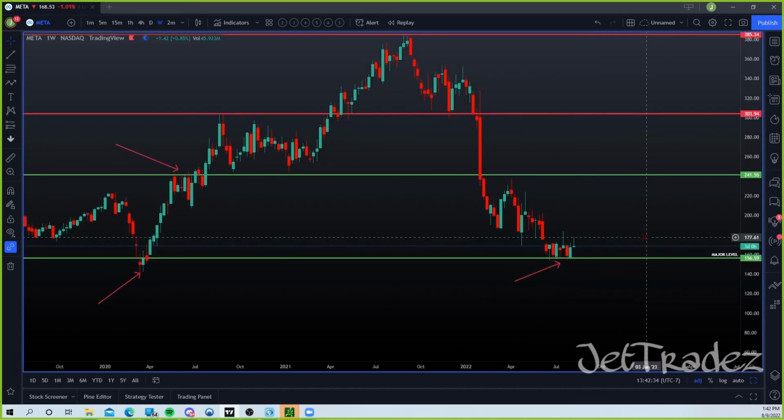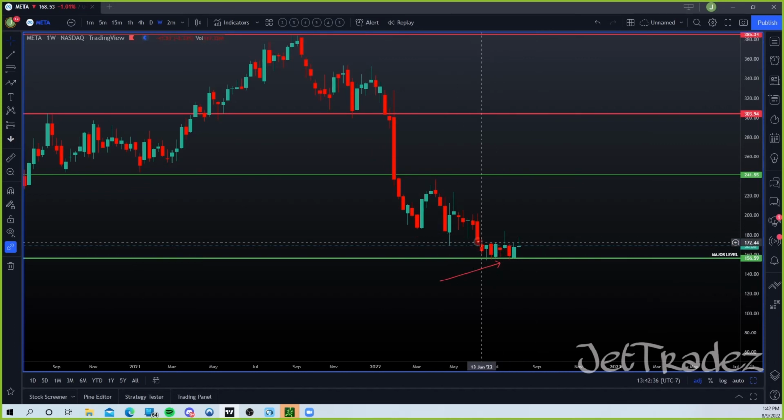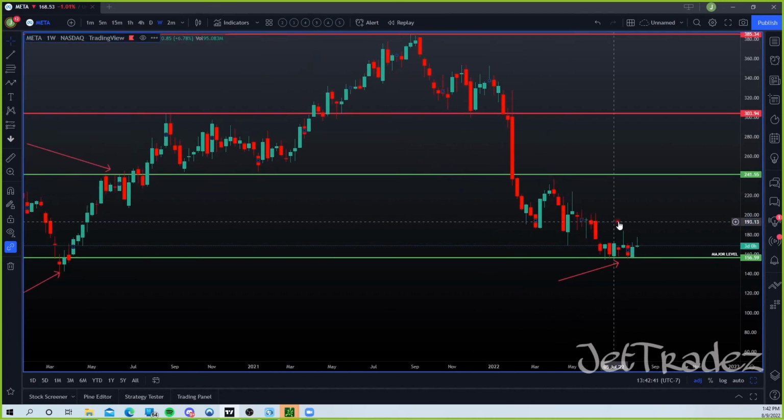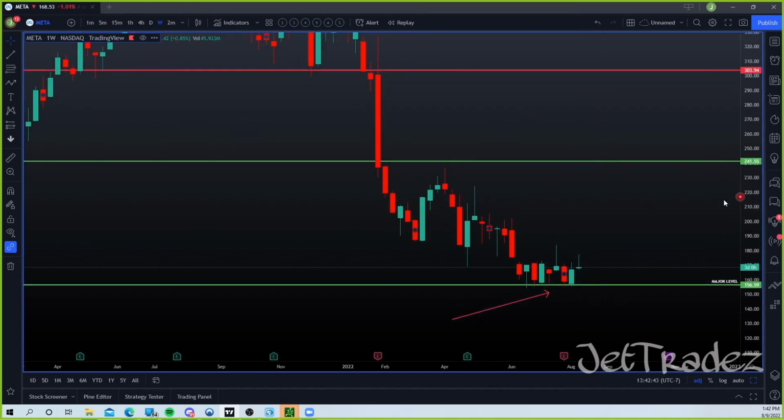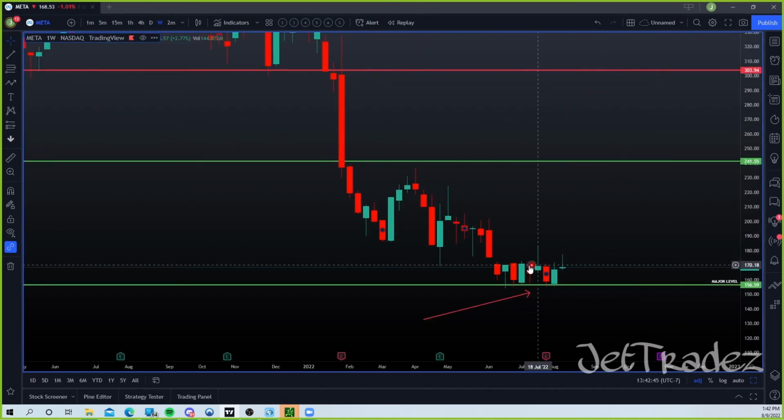This is why I wanted to catch calls the whole time, because I could see a potential move back up to that 243. I don't know when. I would never know when. I could tell you it could hit there, but it could happen tomorrow. It could happen in the next month or so, but we don't know that.